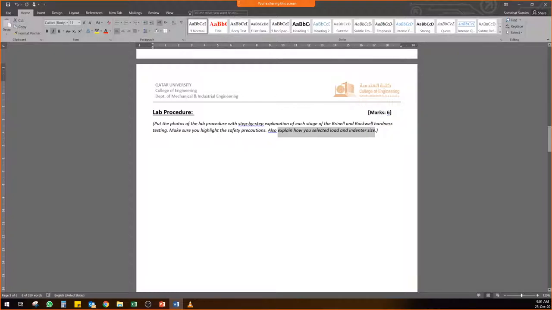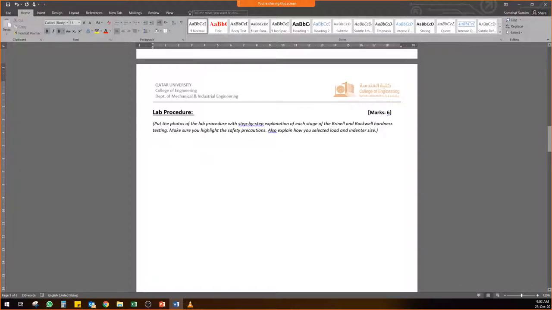Why do I put this? Because you can maybe skip this. In order to do the hardness test, you need to first select the indenter and the load which you are going to apply on the sample. So your procedure should show me how you selected the load and indenter size. Okay, so this is done with photos of lab procedure. Please make sure you take photos from the lab video which I shared with you, not from another source. Okay, thank you. That's the lab procedure.